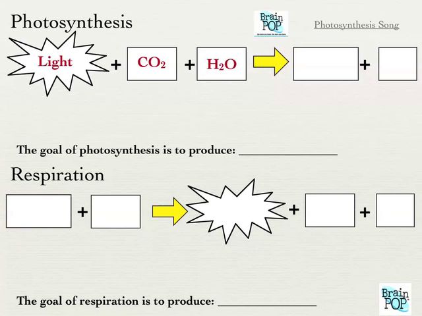So we have light, carbon dioxide, and water. They go through this chemical reaction and produce two things. You could probably name the two things. What are they? Glucose and oxygen. Yes, oxygen and glucose.